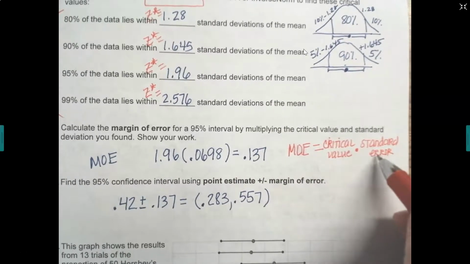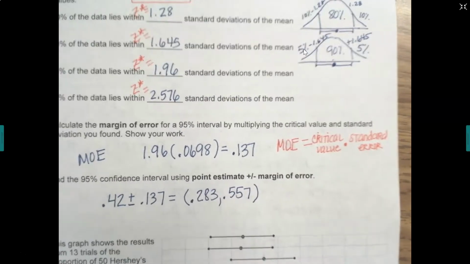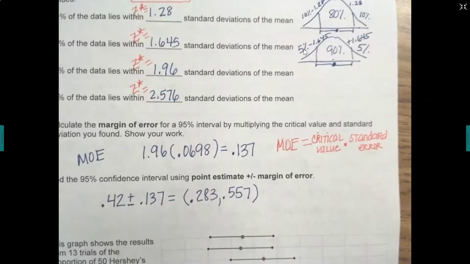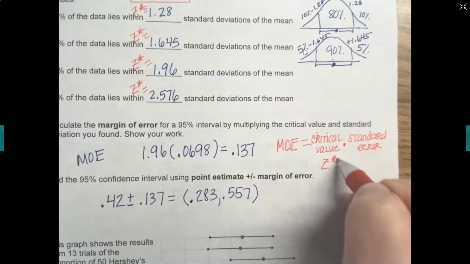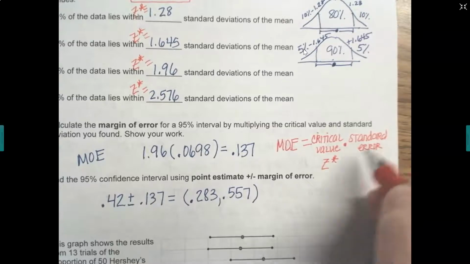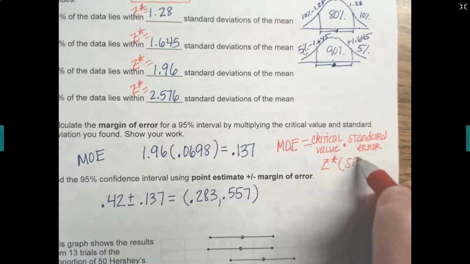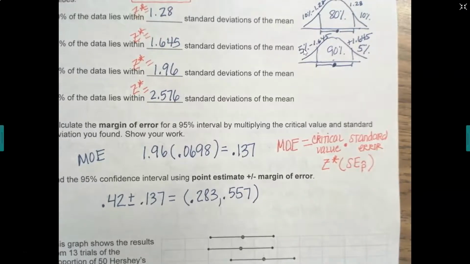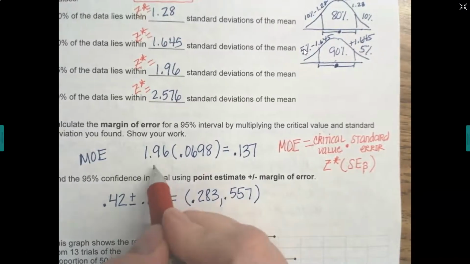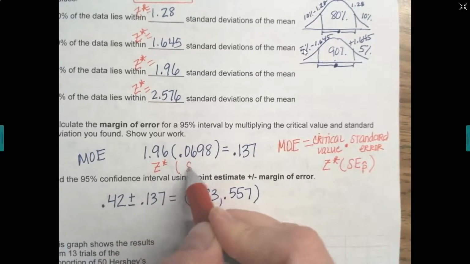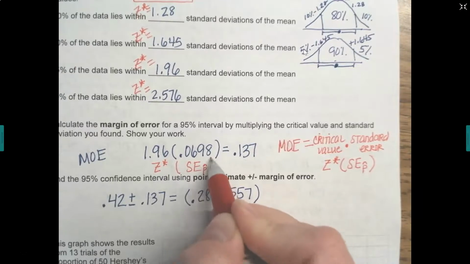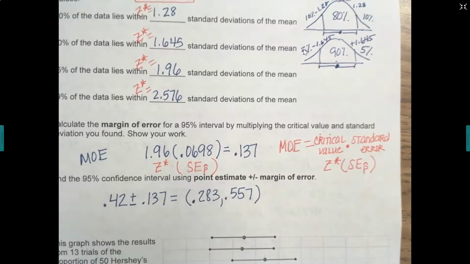Okay, this is how it looks in words. In symbology, our critical value is Z star, and our standard error we wrote as SE, and we're talking about proportions there. Okay, so that's what we've done. This is Z star, and this is the standard error of p hat. Now, that's how you get the margin of error.